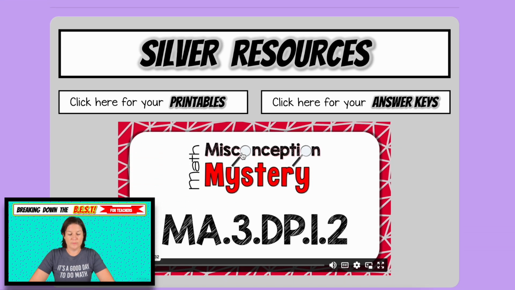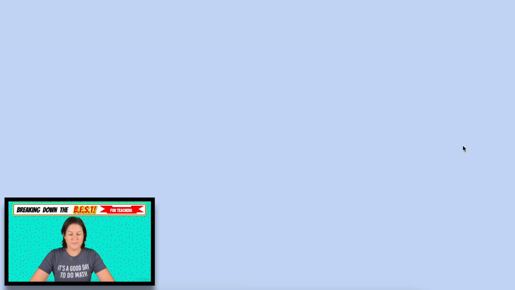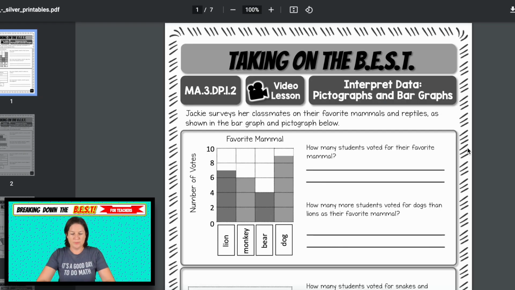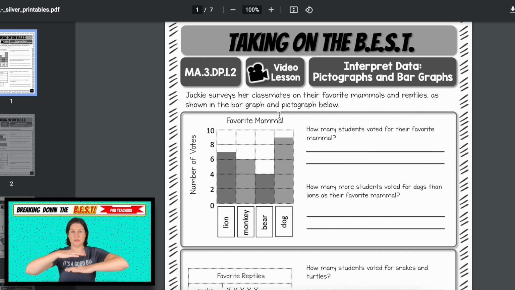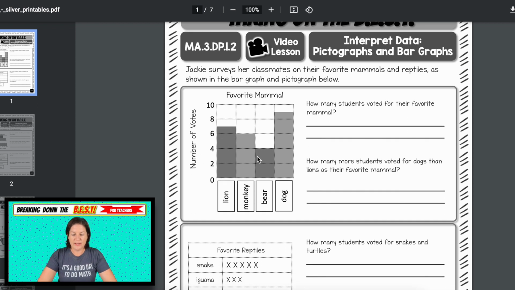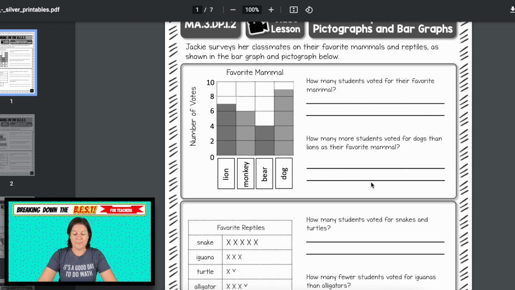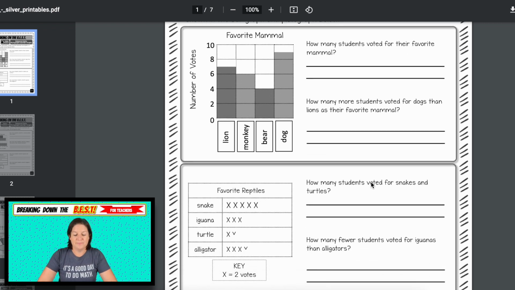Okay, so we go here to the silver plan and click on your printables right here. So our printables. All right, so you'll notice right away we have the bronze video lesson that pops up first. And it kind of goes video lesson, extra practice, video lesson, extra practice. You'll see what I mean. All right, so here we have a vertical bar graph. We're asking some questions about it. How many students voted for their favorite mammal? So that would be all of them together. How many more students voted for dogs than lions as their favorite mammal? That's where we're comparing them.